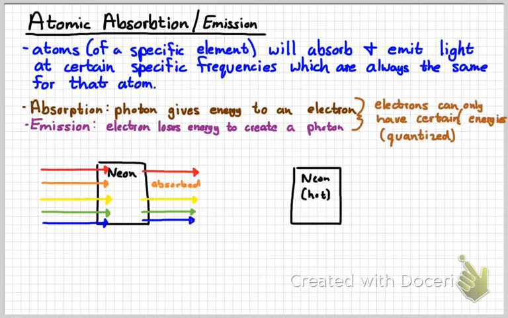If we take another sample of neon and we heat it up, like in a neon sign for instance, it will only emit that particular color. It will emit the exact same color. There may also be a few extra colors that are emitted that we wouldn't necessarily see before. And we'll look at why that is in just a second.